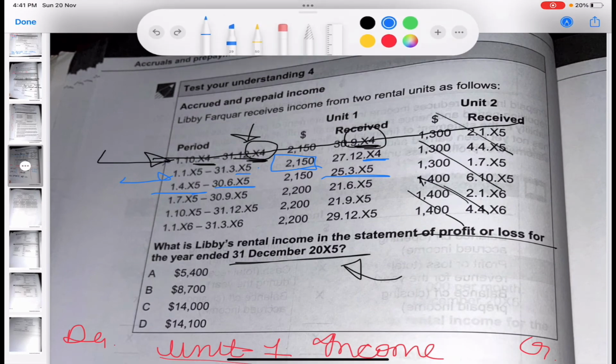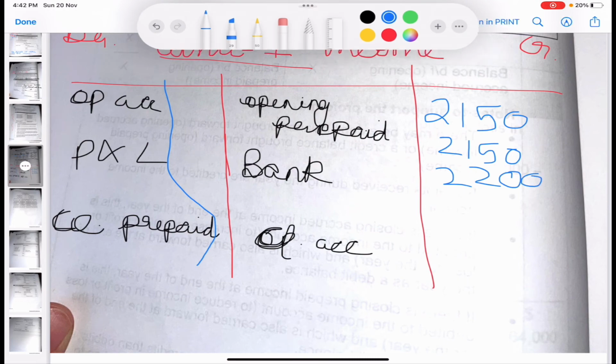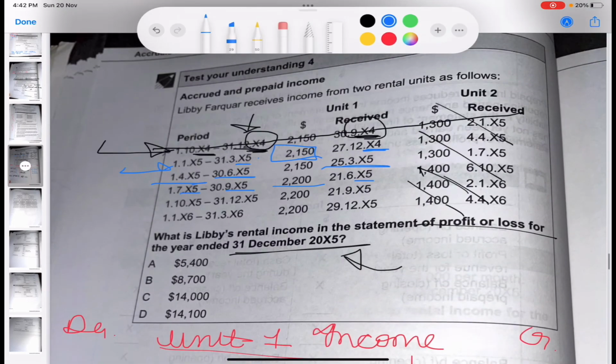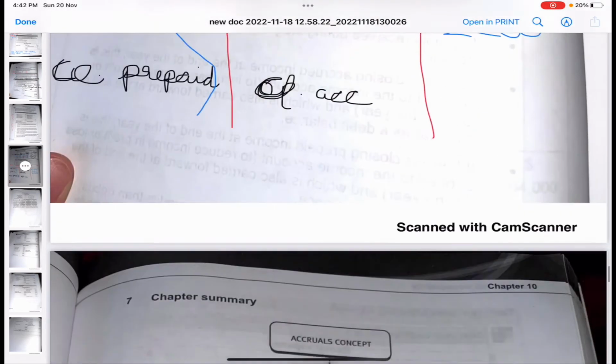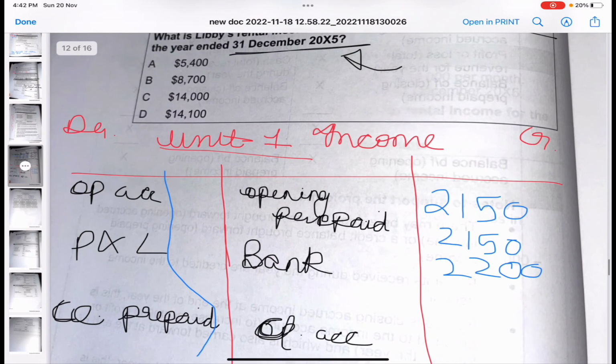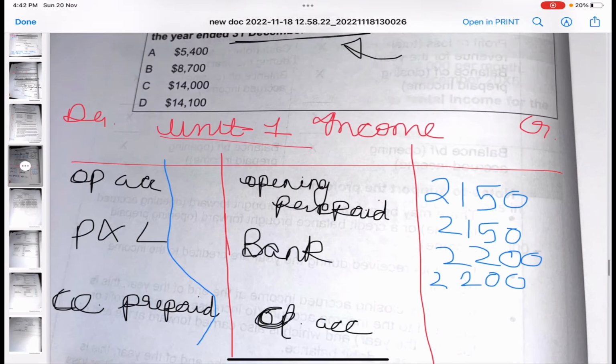Next one. For another period in 2015, we received in 2015. So 2200 came to the bank again. No doubt. Fine. Next one. For a period belonging in 2015, we got in 2015. Again 2200 we got this year and the period also belongs to this year only. So again we have 2200. Let's see if anything is left.